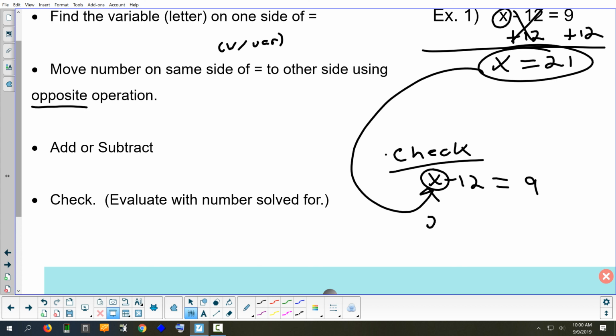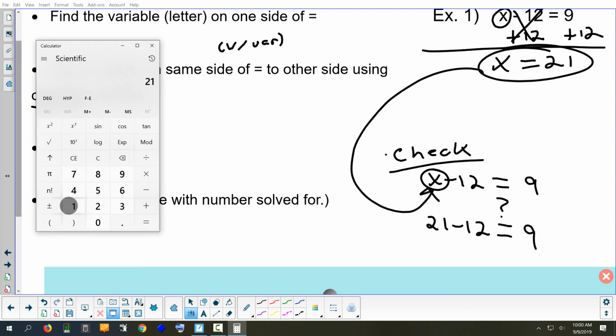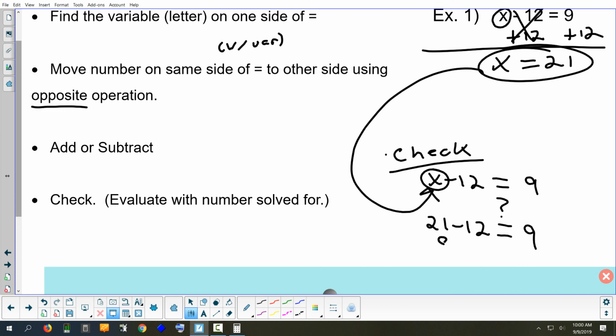So now plug 21 in. What I usually do is I put a question mark there because I don't know yet. That's what I'm figuring out. Does 21 minus 12 equal 9? Yes. 21 minus 12 does equal 9.